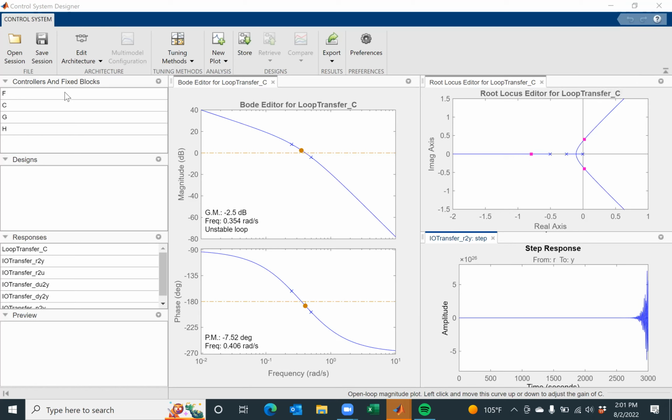Now I want you to observe that the root locus shows that for a certain value of gain, the poles cross the imaginary axis and the system becomes unstable. Are you with me so far? And that is depicted in the step response. Initially the step response is very close to one, and then all of a sudden the step response grows without bounds. So the system becomes unstable.